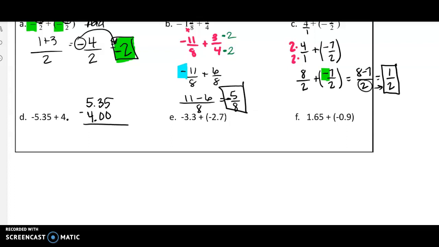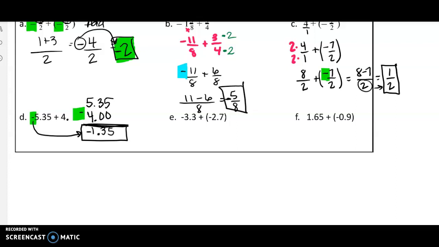These are different signs. I forgot to say that. This one's negative. That one's positive. Different signs mean I subtract. So let's subtract. 5 minus 0 is 5. 3 minus 0 is 3. I bring down my decimal point. 5 minus 4 is 1. So my answer is 1 and 35 hundredths. However, my bigger number is negative, so my answer is negative. So it's actually negative 1 and 35 hundredths.